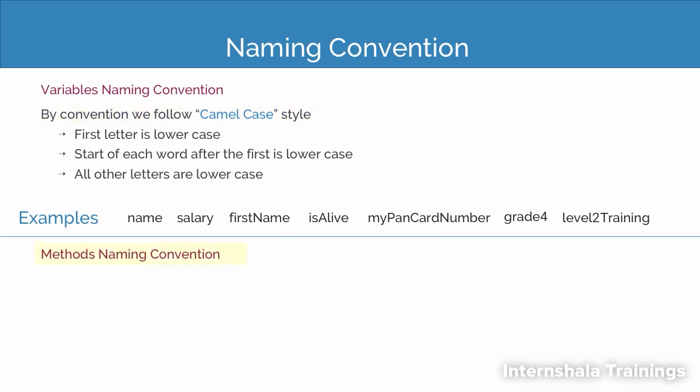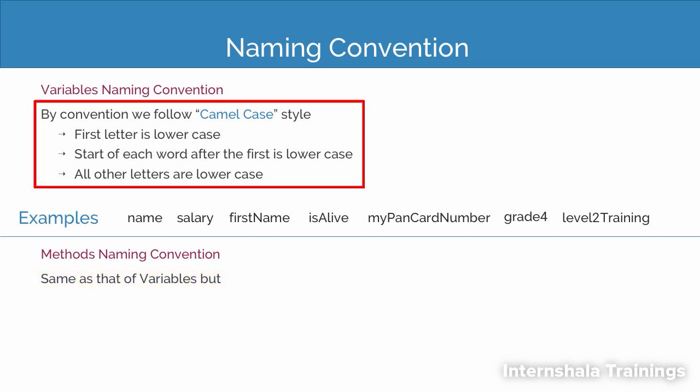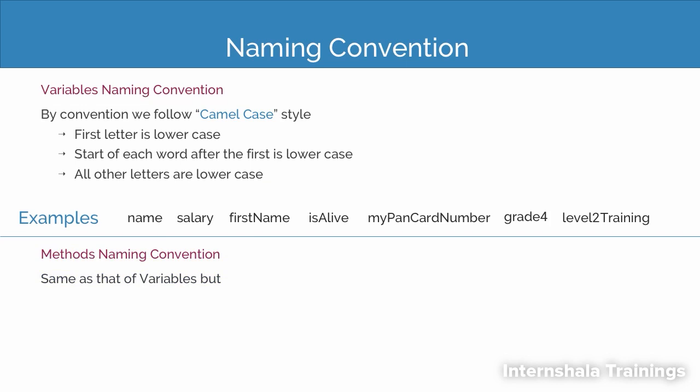Now, in case of methods as well, we have some naming convention, and that convention is totally similar to that of the variables. That is, we follow the camel case style in case of methods as well, and also we follow all these three rules. But the only difference between the methods and the variable name is that in case of method, all the names should be a verb. It is actually the recommended approach.